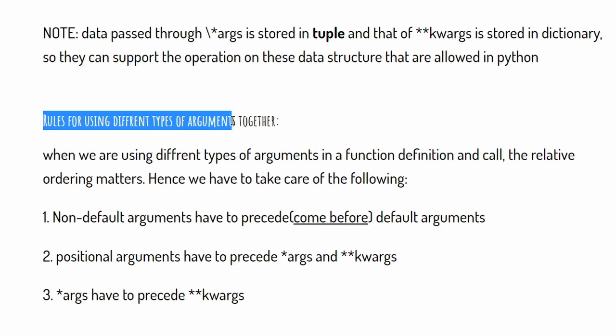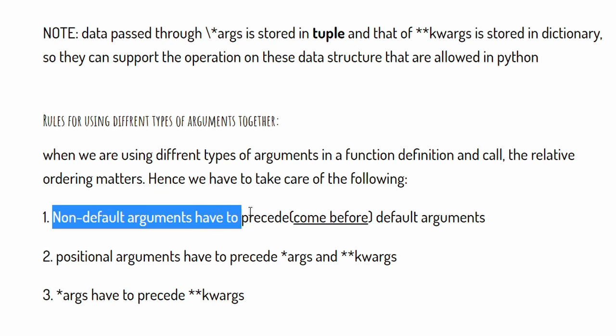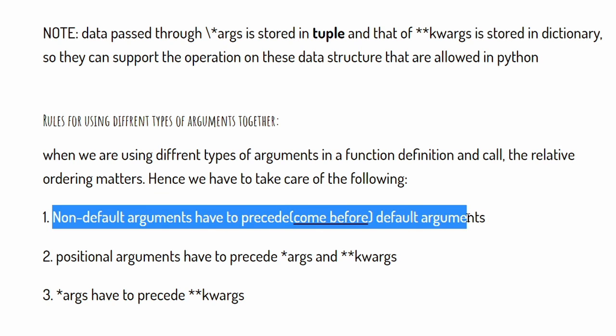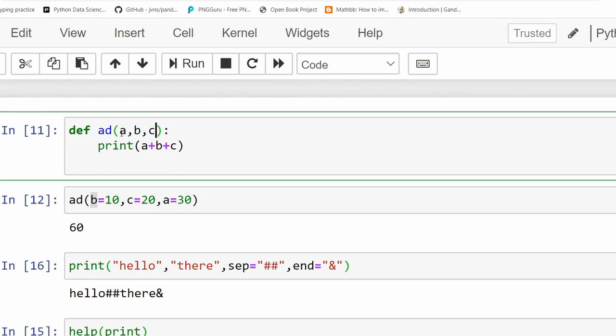Now another important thing we have to remember while combining different arguments together, that is, when in a function you are defining both a positional argument or default argument and even a combination of star args and star kwargs. In that scenario, certain rules have to be remembered. The first rule we already encountered: non-default arguments have to precede, that means come before, default arguments, right? We have already seen it. This was the example where if I have to provide a default argument, then the default argument should be preceded by a non-default argument. If I do that, it will work.